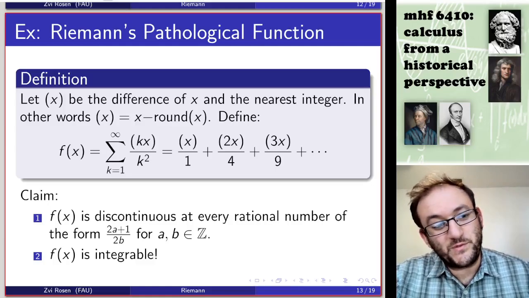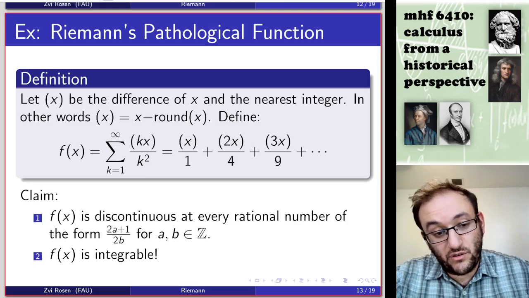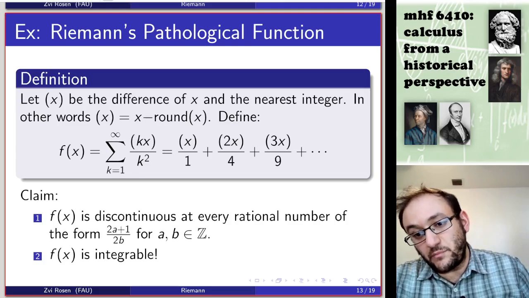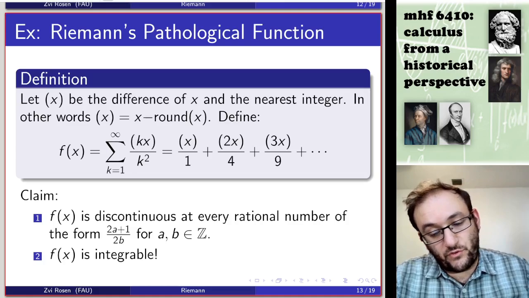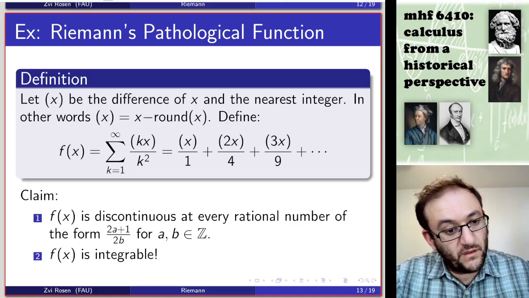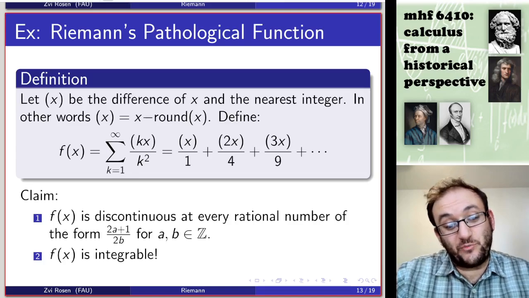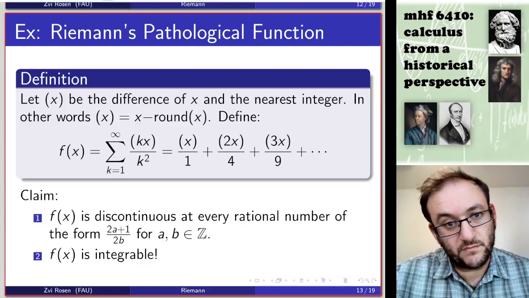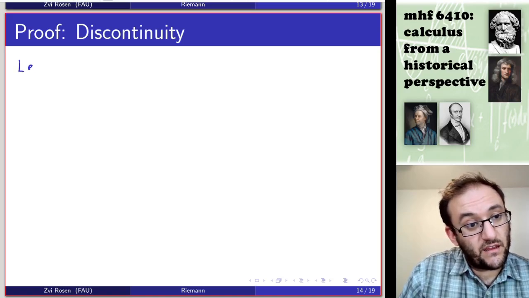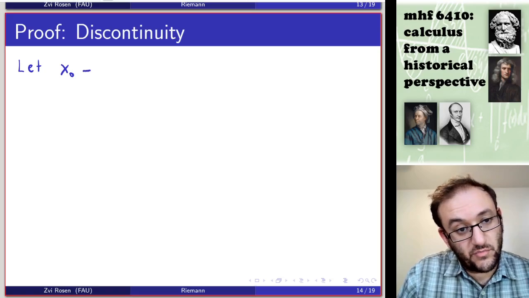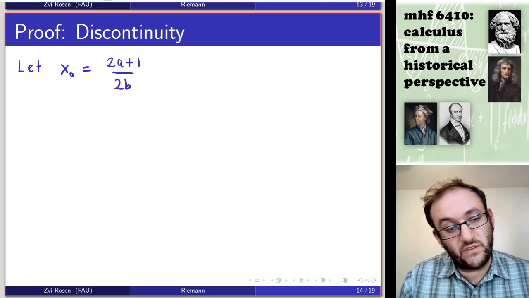Okay, welcome back from Desmos. So we're going to claim that this function is discontinuous at every rational number of the form 2a plus 1, some odd number, divided by 2b, some even number, for any integer a and b. And furthermore, while f is discontinuous, it is integrable. We'll start by proving discontinuity. So we're going to let x naught be equal to 2a plus 1 over 2b. This is an odd number over an even number.